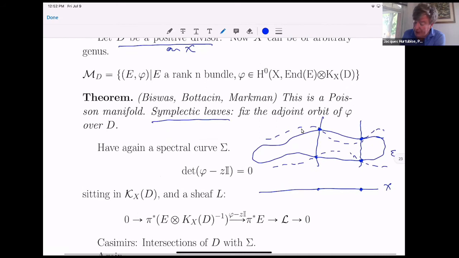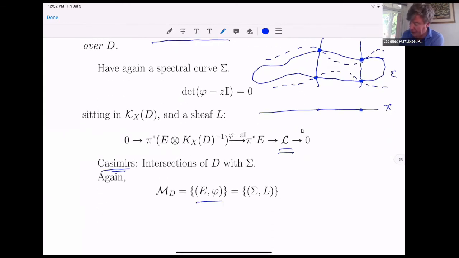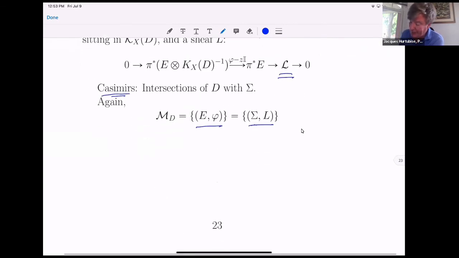Okay, but you can do the same story. You'll get a sheaf L. As I was noting, the Casimirs, the functions that Poisson commute with everything, are just given by the intersections of the spectral curves with D, or rather its inverse image. And again, you have this picture of pairs E, phi become, again, this picture of spectral curve plus line bundle. So it's all very nice.